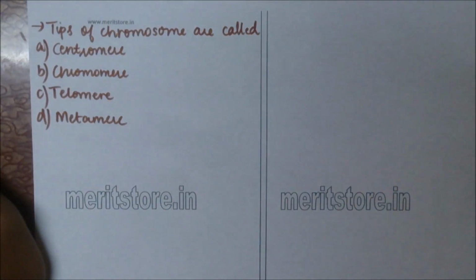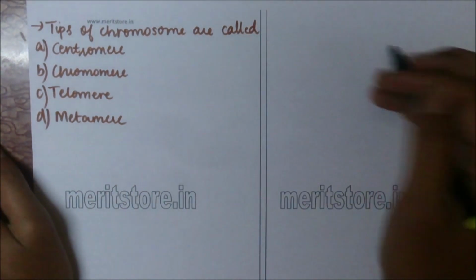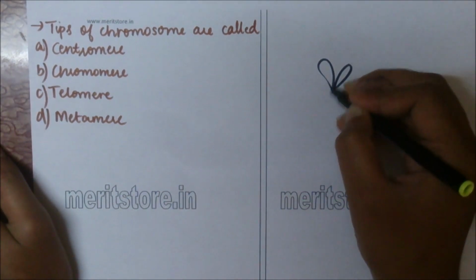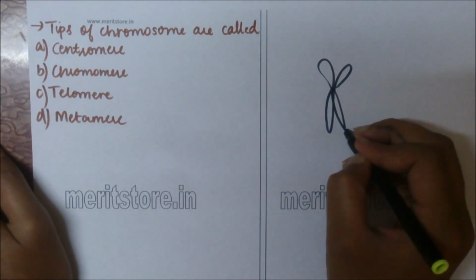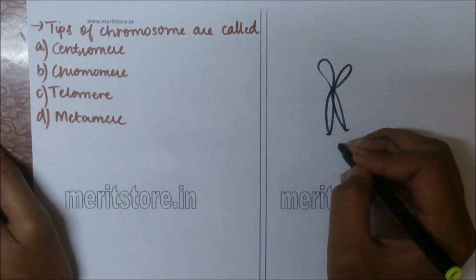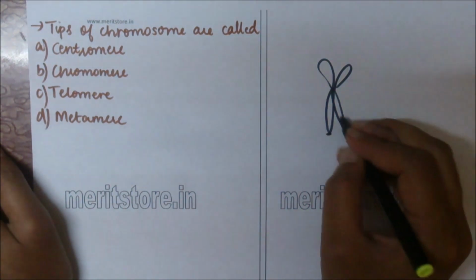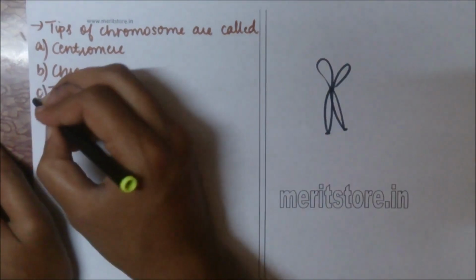Tip of chromosomes are called A. centromere, B. chromomere, C. telomere, D. metamere. The tips of chromosomes or chromatids are known as telomeres. Telo means at a distance. So these are known as telomeres.